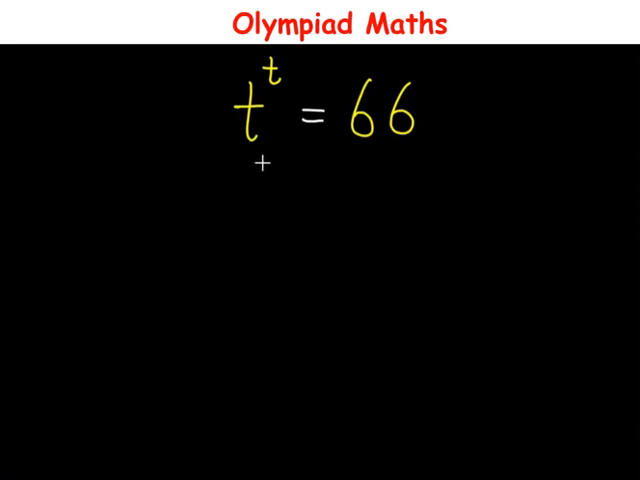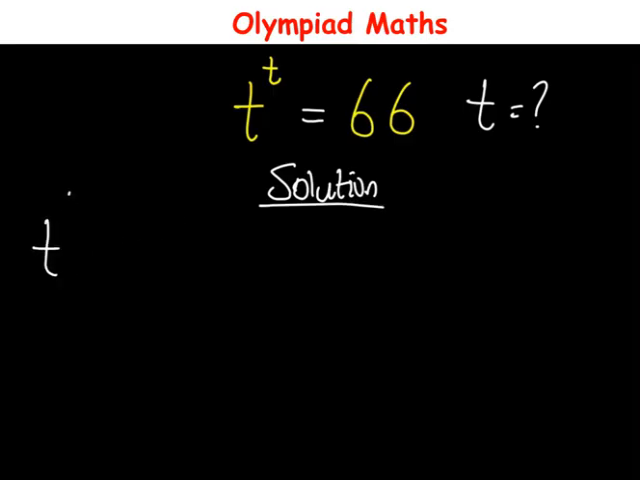In this video, let us solve this question together. We have t raised to the power t is equal to 66, and we are to solve for the value of t. So t is the unknown to solve for. To do this, solution. The question is t raised to power t is equal to 66.